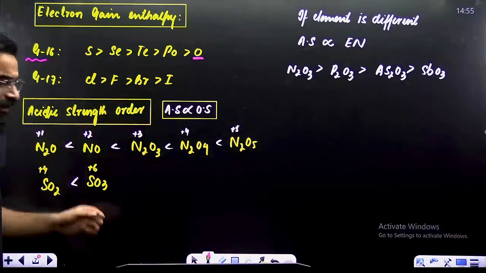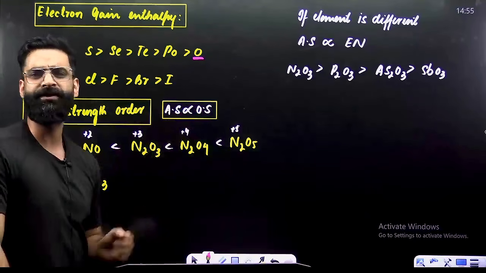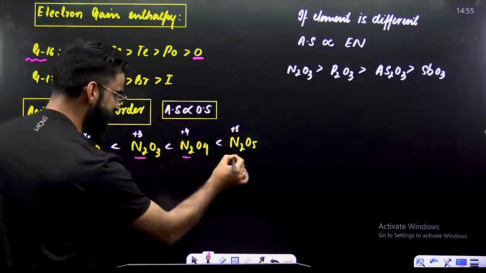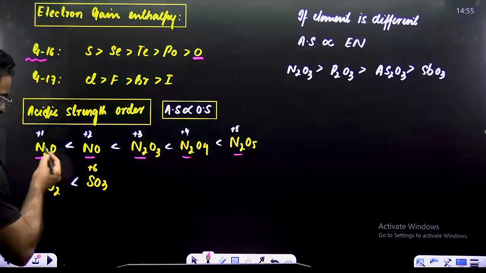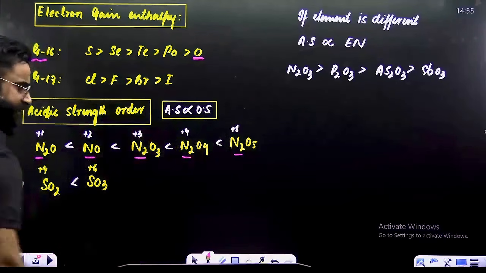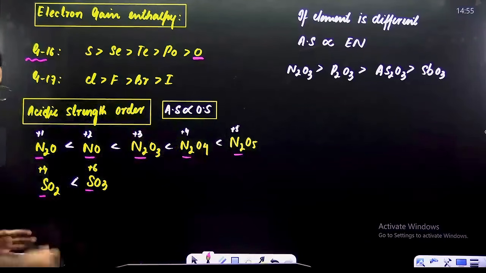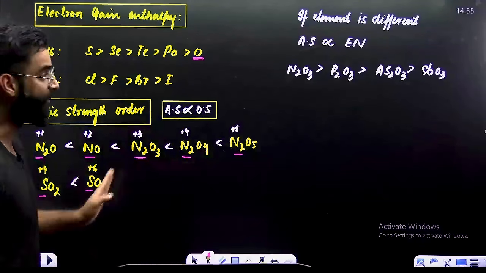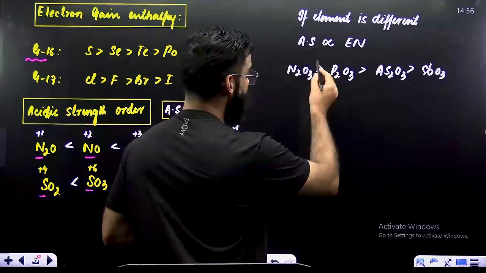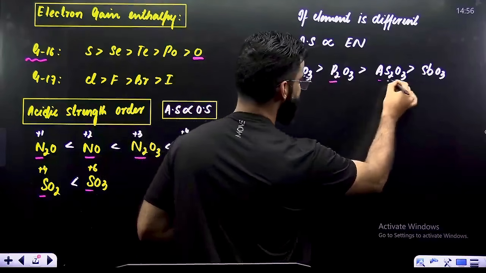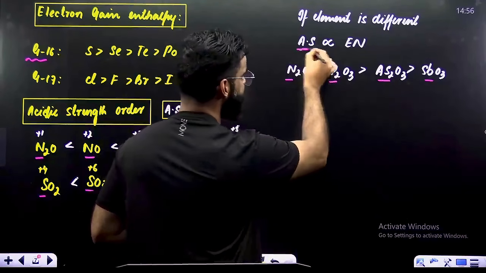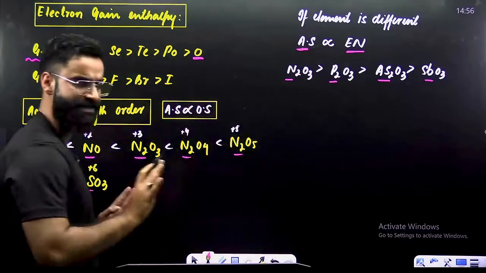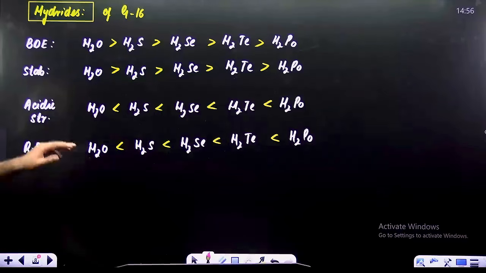Acidic strength order. Generally, acidic strength is directly proportional to the oxidation state of the central atom. If the central atom is the same, more the oxidation state of the central atom, more is going to be the acidic strength. But this is valid only when the central atom is the same. When the central atoms are different, then acidic strength is directly proportional to electronegativity. More the electronegativity, more the acidic strength. As simple as that. Moving on to the next one.